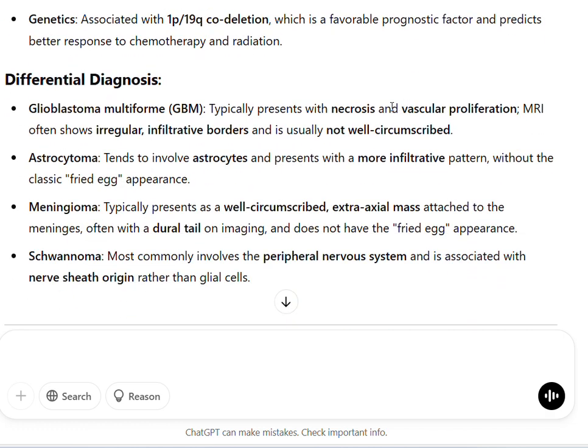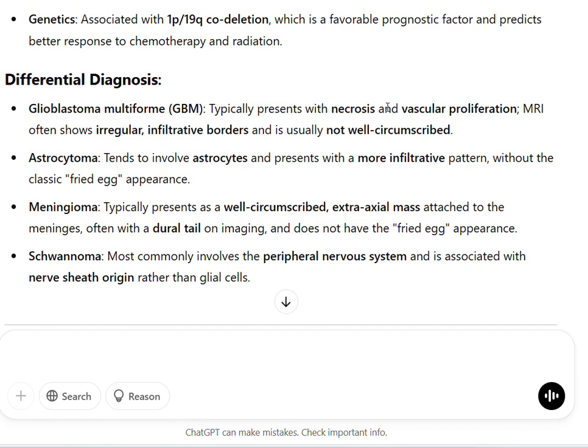Differential diagnosis: glioblastoma multiforme, GBM, typically presents with necrosis and vascular proliferation. MRI often shows irregular, infiltrative borders and is usually not well circumscribed. Astrocytoma tends to involve astrocytes and presents with a more infiltrative pattern without the classic fried egg appearance.